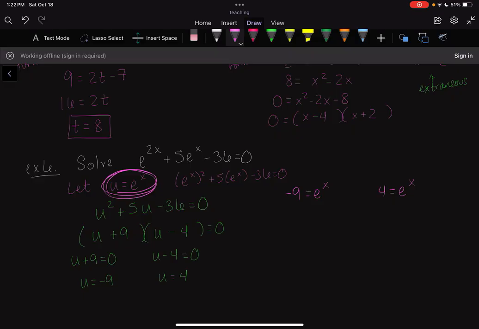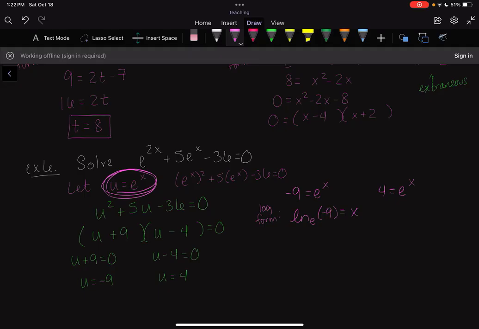To solve these, I have to use ln. I have to move to exponential, logarithmic form, because I can't get my bases to be the same, right? Because e and negative 9 can't be made the same. But since the base is e, I can move to logarithmic. So in log form, I would have ln, my base is e, and it's equal to the exponent, so my negative 9 would go in here.